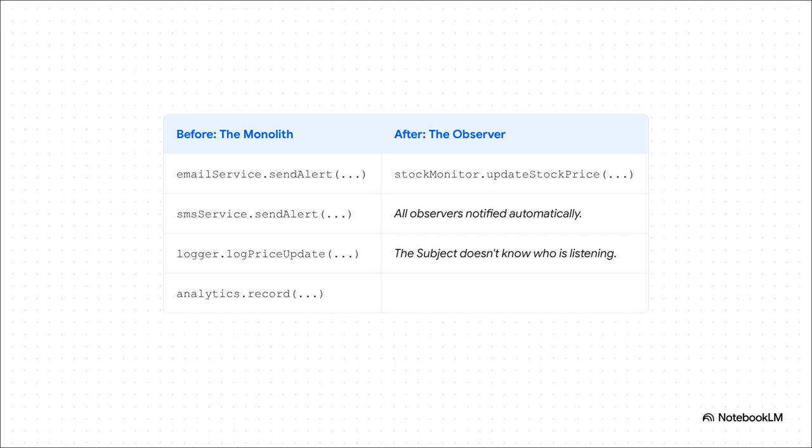The stock monitor has to know about every single service. But on the right, the after, it's beautiful. Just one line. The monitor updates the price and sends out a single notification. It has no clue who's listening. Could be 5 services, could be 1,000. The thing is, it just doesn't care. Now that is the magic of decoupling.